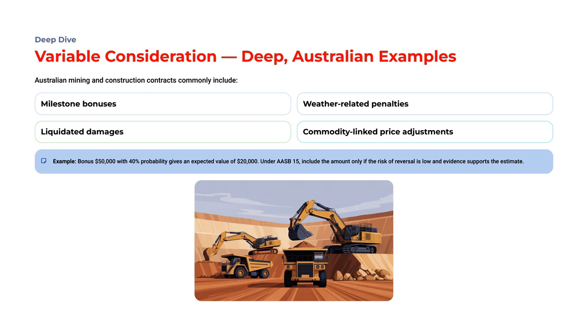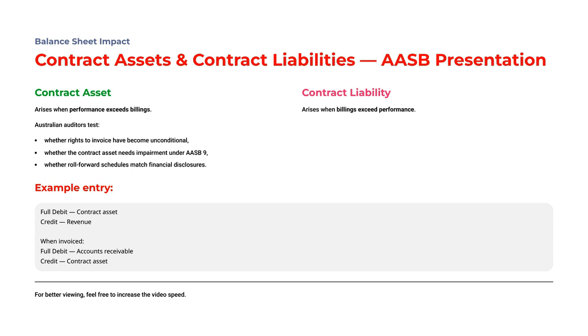Variable consideration. Deep Australian examples. Australian mining and construction contracts commonly include milestone bonuses, weather-related penalties, liquidated damages, and commodity-linked price adjustments. Example: a bonus of $50,000 with 40% probability gives an expected value of $20,000. Under AASB 15, include the amount only if the risk of reversal is low and evidence supports the estimate. End.